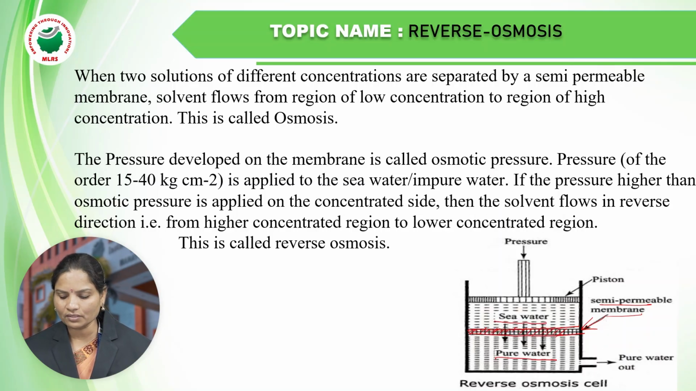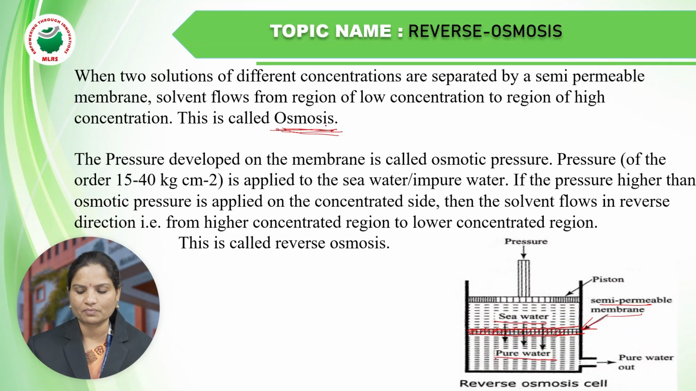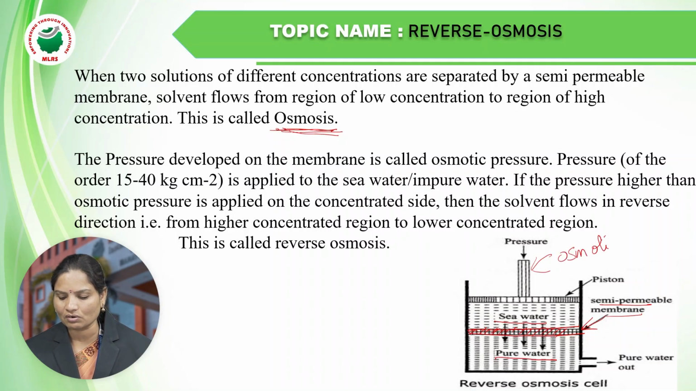The flow of solvent from lower concentration to higher concentration is called osmosis. The pressure developed on the membrane is called osmotic pressure. This pressure is in the range of 15 to 40 kilograms per square centimeter. This much pressure we can apply, and it is called osmotic pressure.